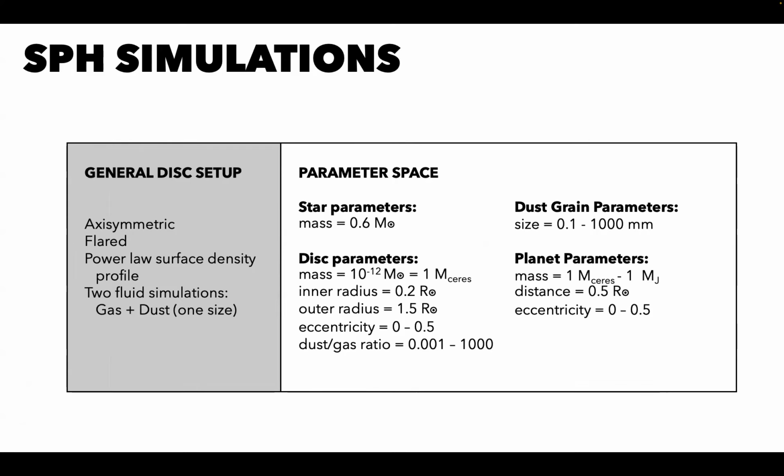These parameters: the mass is really low, because we're talking about a disk made from Kuiper belt-like objects. So it's really low masses. The inner and outer radii are really going to be on the solar radii scale, so really small, as I have said.